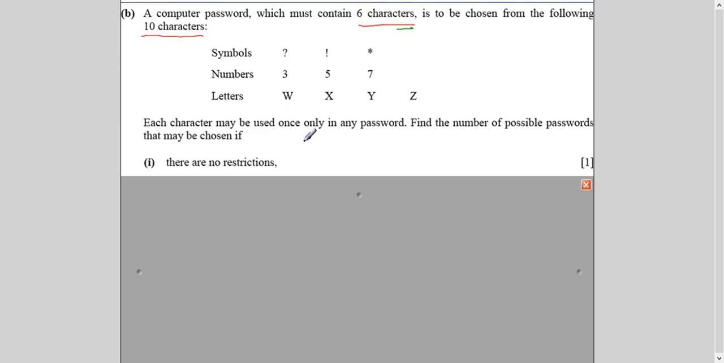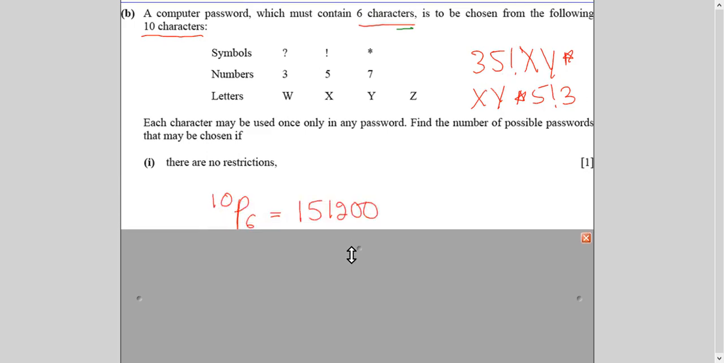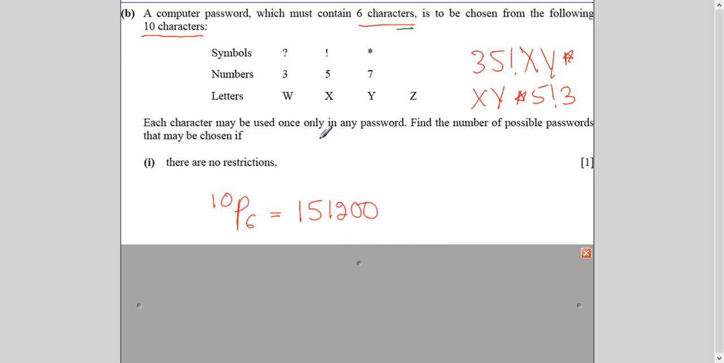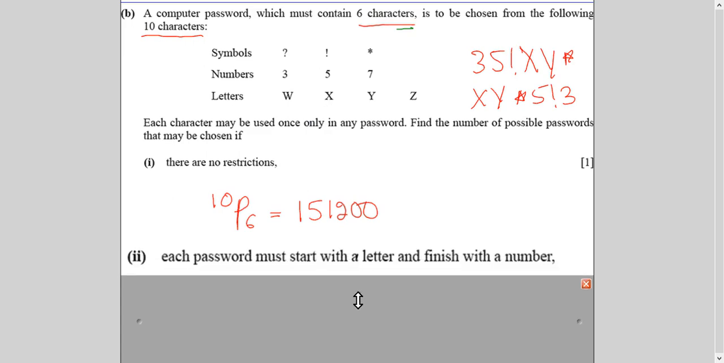But the important thing here is whether we will use combination or permutation. Now order matters. Why? Because if I write 3, 5, asterisk, X, Y, and exclamation mark, and if I change the order, for example, X, Y, asterisk, 5, exclamation mark, and 3, now this is a different password, so order does matter here. So here you will use 10P6, right? So you have to think intelligently whether it is a permutation case or a combination case.